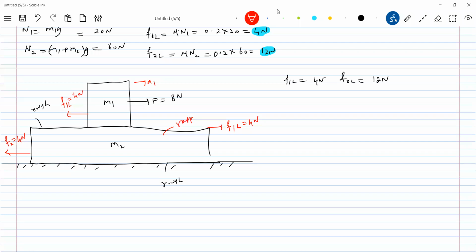Okay, clear now? So if I apply 8 Newton, F1 is how much? 4 Newton, and this will be 4 Newton. So what is the state now? What can we write now? A1 equals F minus F1L by M1. This is 8 minus 4 by 2, which is 2 meter per second square.